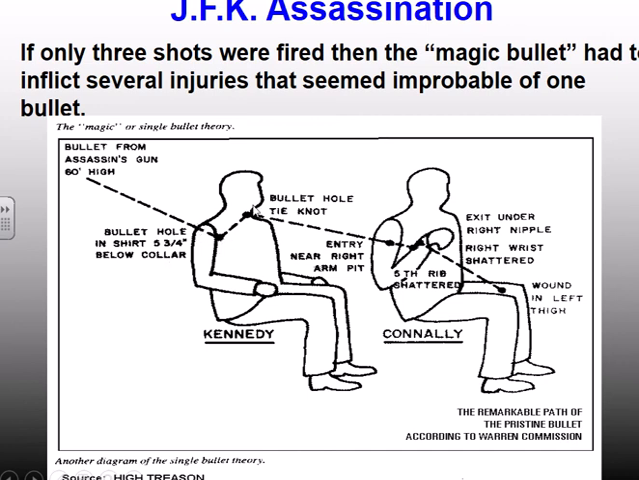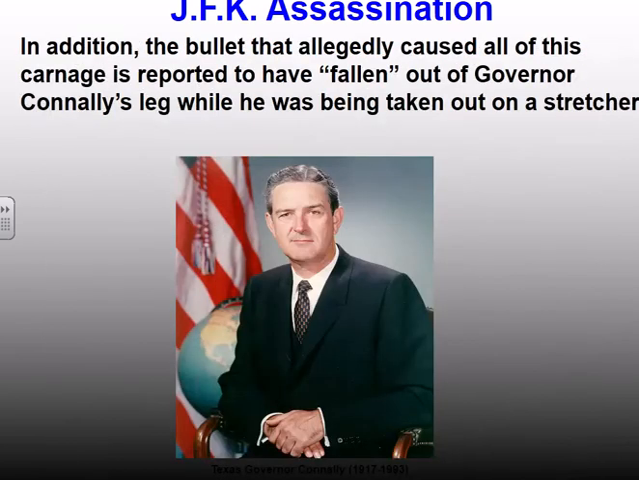Then it has to go up. Then it has to go through his throat and a knot in his tie. Then it enters the governor's fifth rib. Then the governor said his arm was down here, so it would have gone down, which is another turn, through the wrist. Then take a left turn into his thigh, and that's why they call it a magic bullet, because that is an awful lot to expect of a bullet.